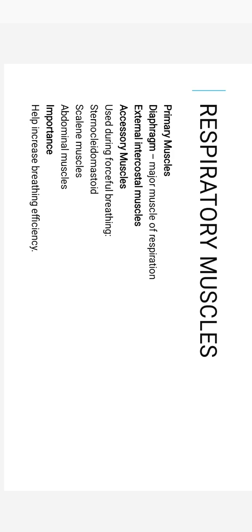Certain accessory muscles assist breathing during increased respiratory demand, which includes sternocleidomastoid muscles, scalene muscles, and abdominal muscles. These muscles become active during strenuous activity or respiratory distress.